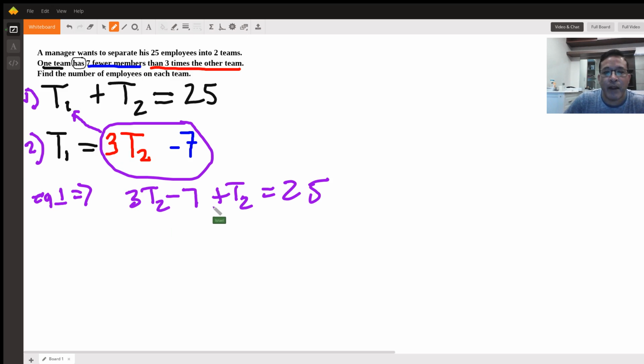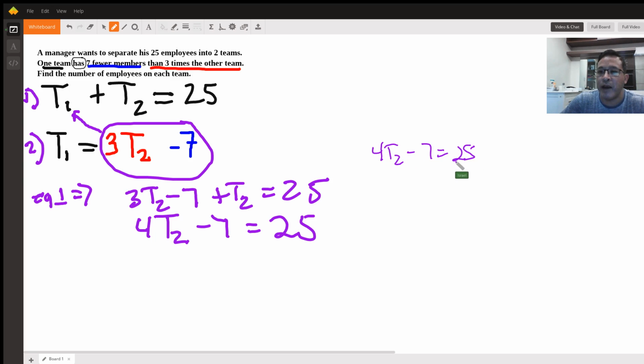Now I can combine like terms, 3T2 and 1T2, that's 4T2. If I combine the T2s, minus 7 equals 25. And I'll go to the next board. Actually, I'll write smaller on this side. So then I have the 4T2 minus 7 equals 25.